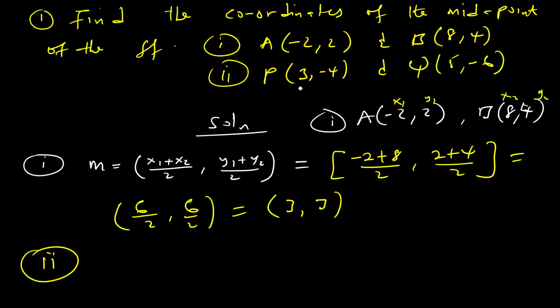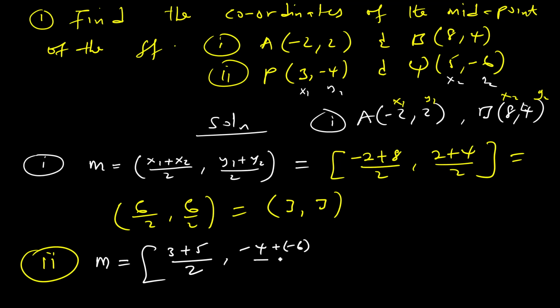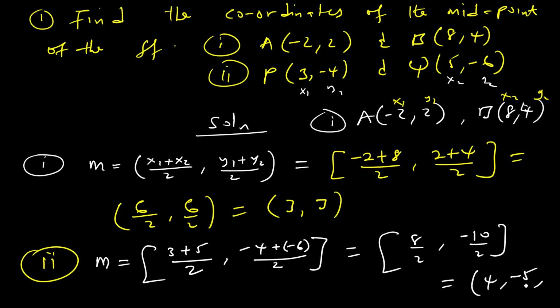Now this is the II. So we have x1, y1, x2, y2, the midpoint of the line of the 2 points here. This is the formula: x1 plus x2, so we have 3 plus 5 on 2. Then we have minus 4 plus minus 6 on 2. So we have 8 on 2, then minus 10 on 2. So this one will be 4, minus 5 as the midpoint. Okay, so that's that.